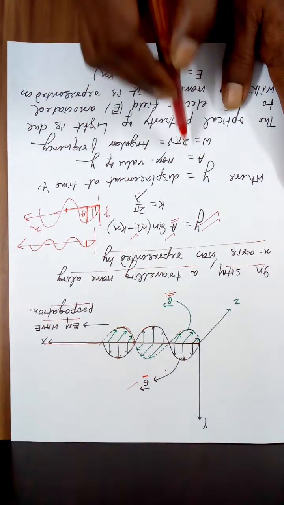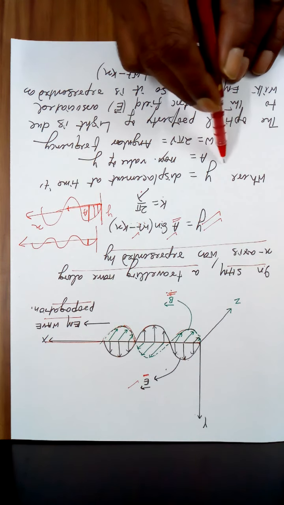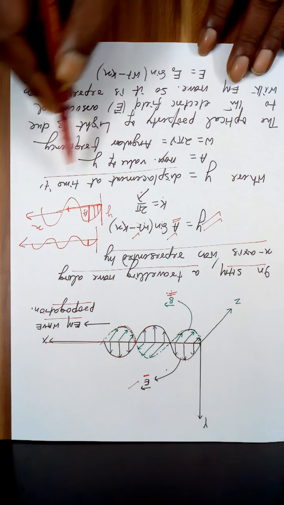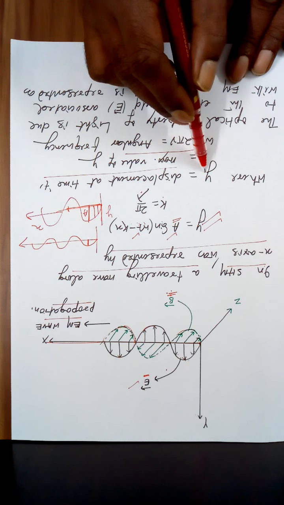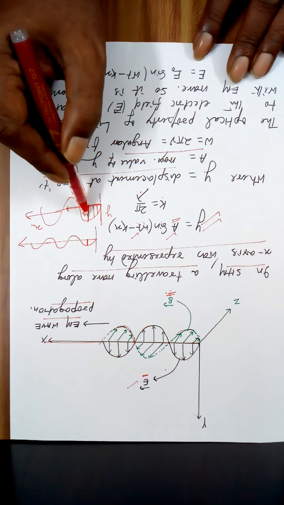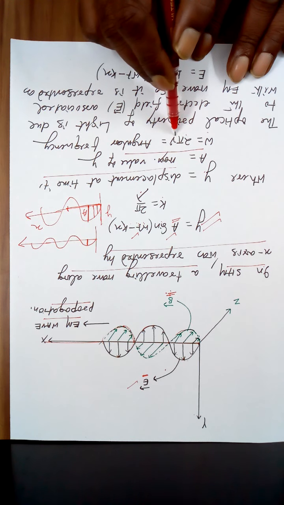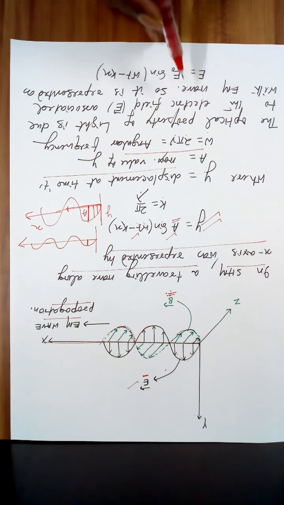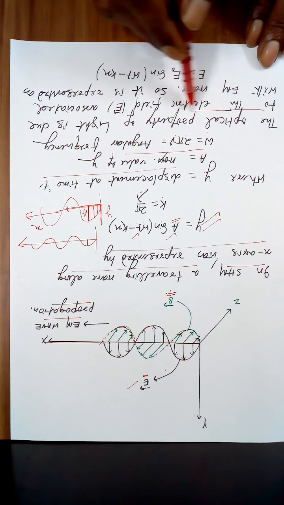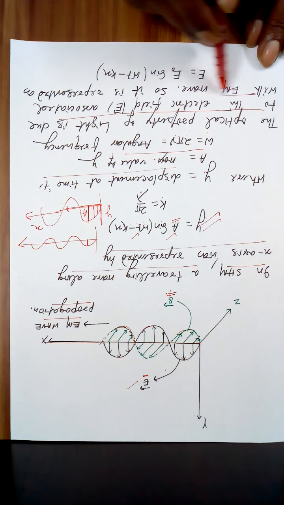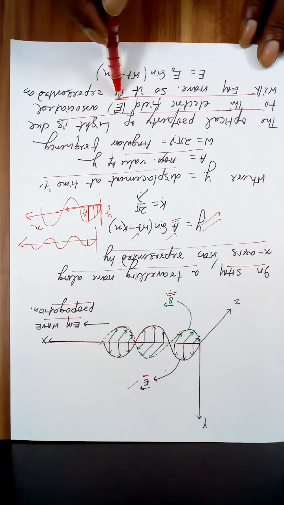This is what we studied in simple harmonic motion, where y is displacement at time t, A is the maximum value of y, as I explained here. This is the maximum value of y. Omega is 2 pi nu, called angular frequency. The optical property of light is due to the electric field E.